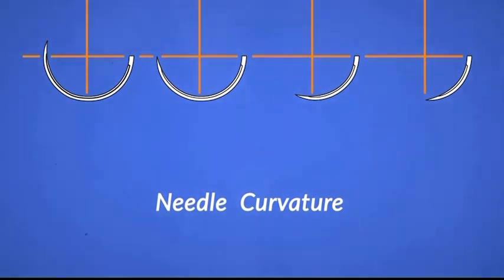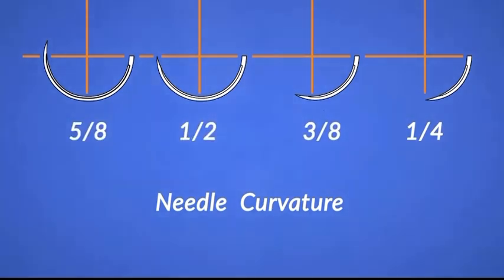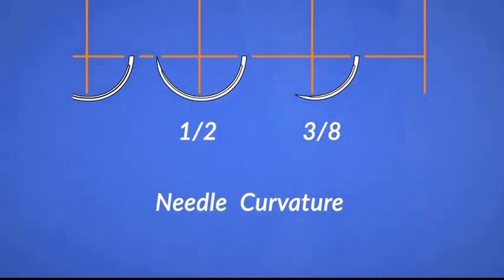Next, the curvature of the needle is denoted as a fraction of a circle. It can range from 1/8 of a circle to 5/8 of a circle. The smaller the fraction, the smaller the curvature, thus the smaller the bite into the wound. 3/8 and 1/2 curvatures are the most commonly used in dentistry.